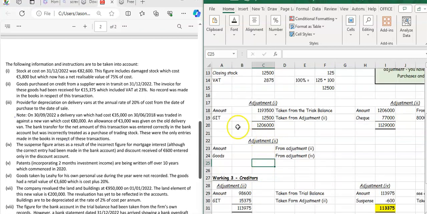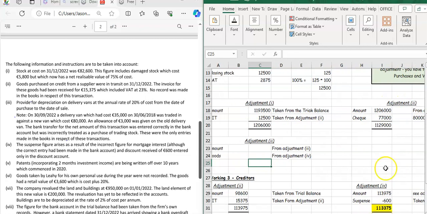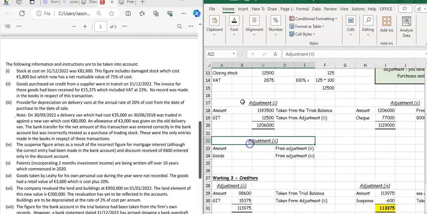And here's our purchase adjustment. So we have purchases already. We have the adjustment for goods in transit as part of adjustment 1. We have to check then for adjustment 2, which was the depreciation. And now this adjustment here, which is working 6, so VI.